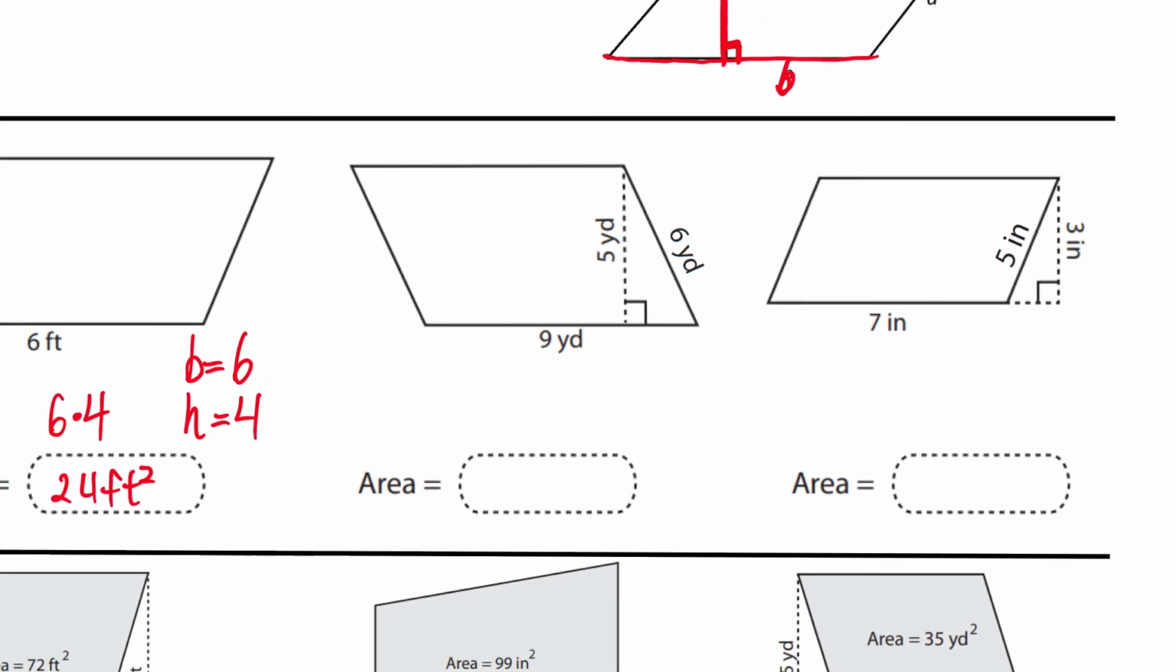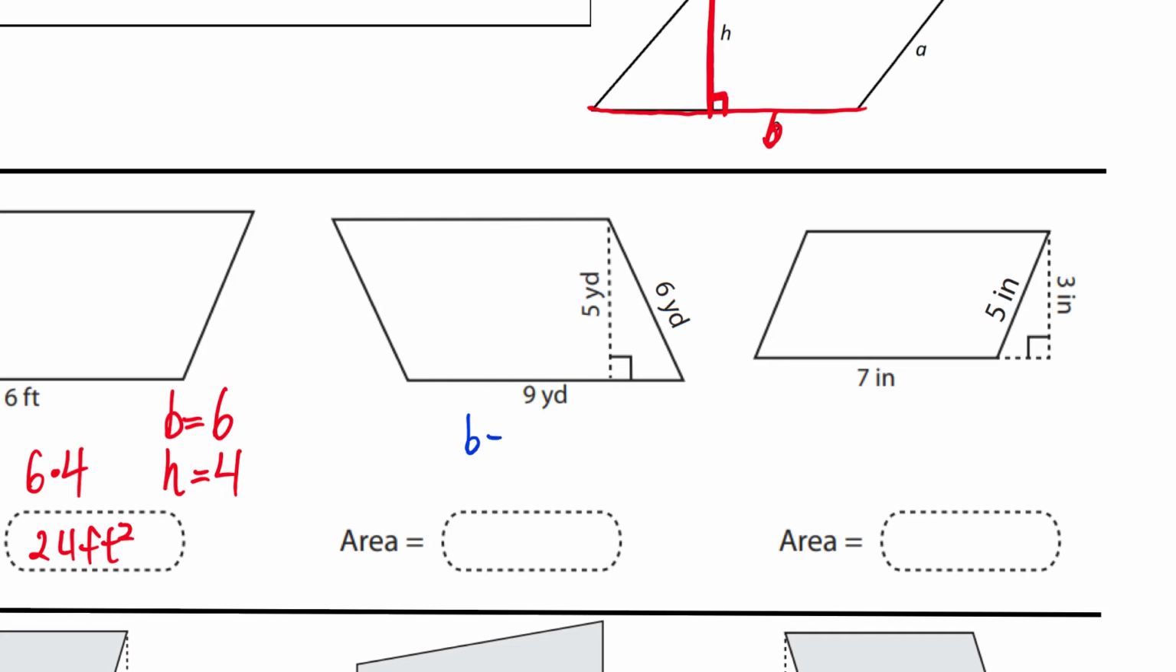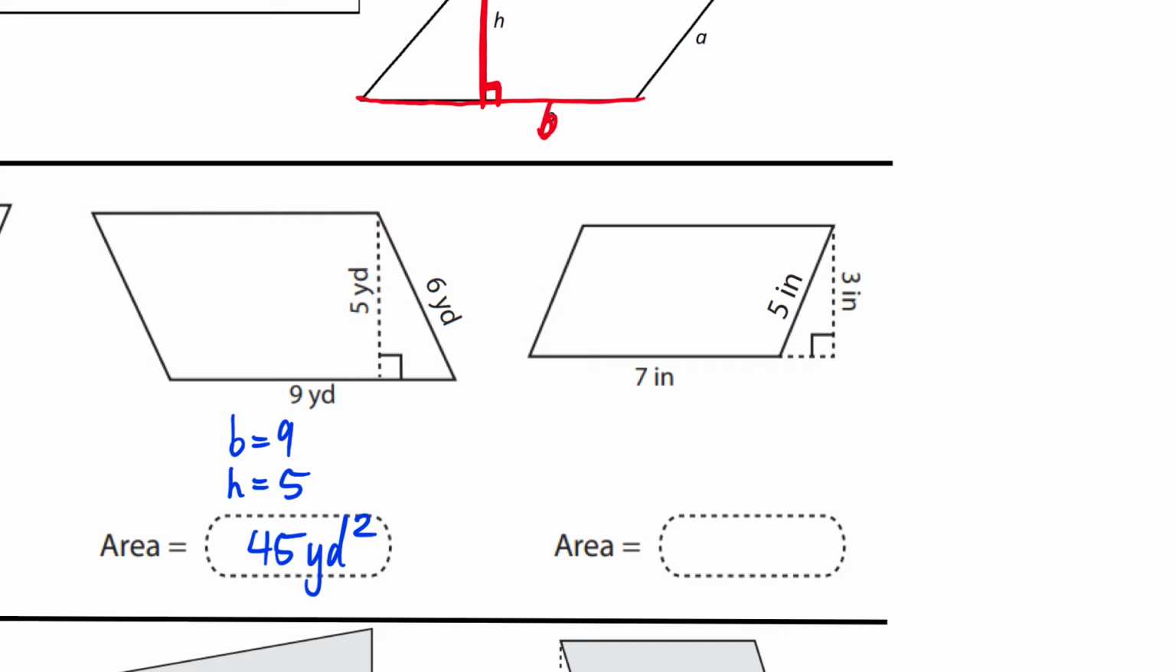Next one, what's the base and height? Good. Base is 9, height is 5, so the area is 45 square yards. And then on this one, what's the base and height? Good. The base is 7 and the height is 3.